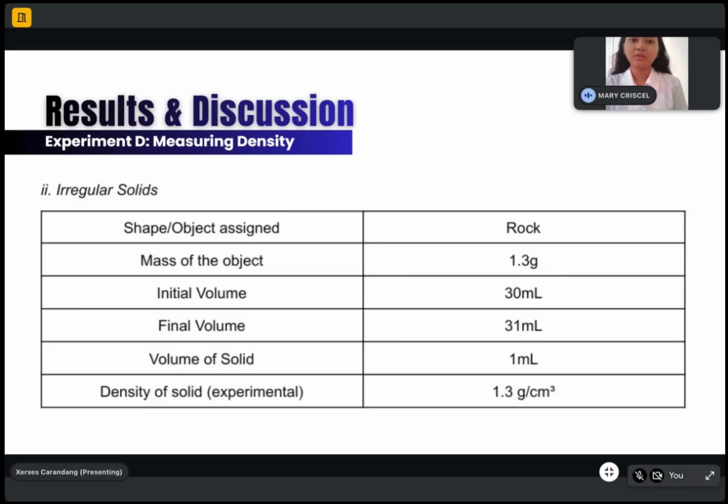For irregular solids, the object was a rock. Using a beam balance, we measured its mass to be 1.3 grams. In a graduated cylinder, we measured 30 ml of water. After adding the rock, the volume increased to 31 ml. We concluded that the volume of the solid is 1 ml. The density of the solid was calculated and it resulted to 1.3 grams per cubic centimeter.